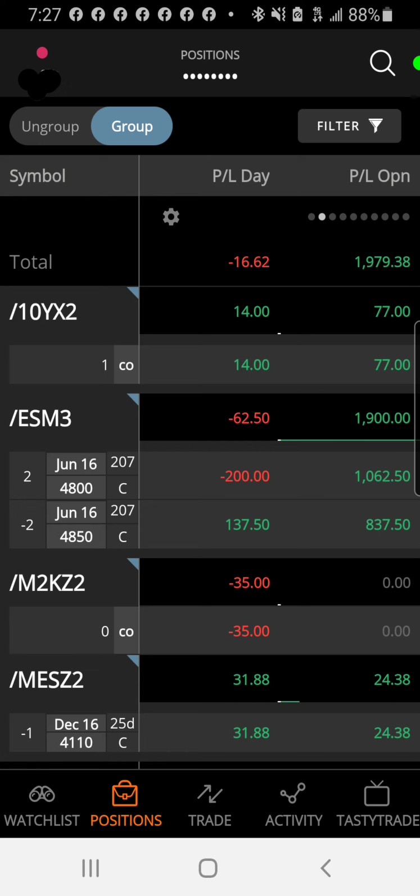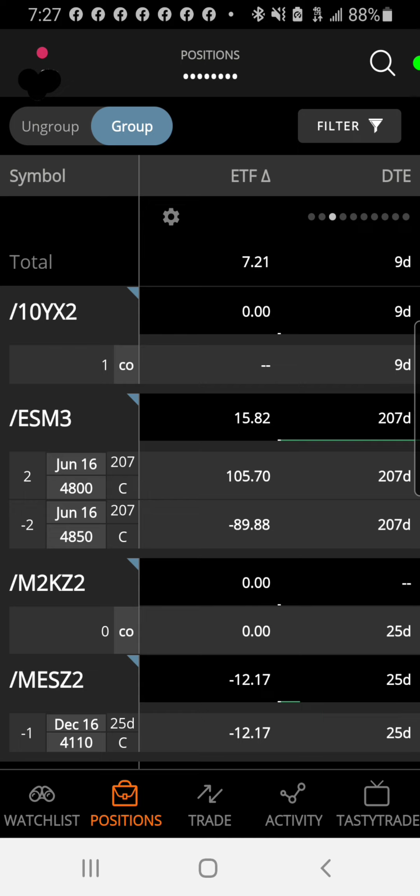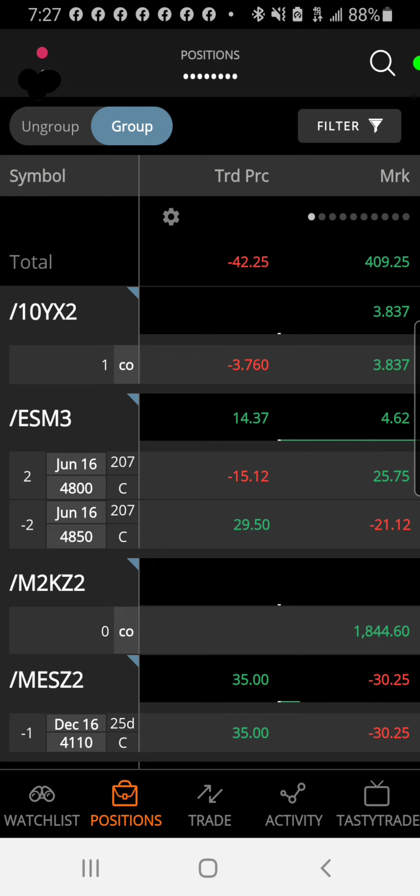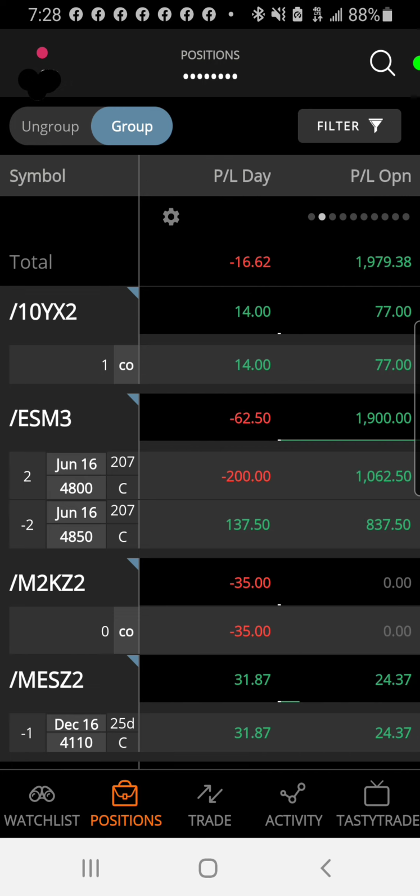/10YX2. That is November expiration for the 10-year yield. So the actual interest rate yield itself. And the yield, this follows the interest rate. So if you look at the mark right now, my trade price is 3.76. The mark is 3.873. So I should be up. Yeah, I'm up $17, $14 on the day. I'm down $16 total on the entire day.